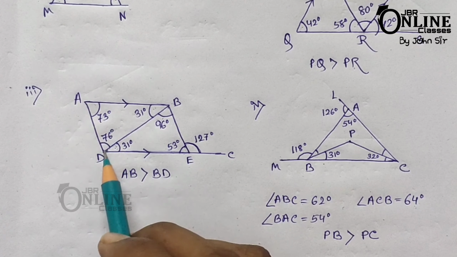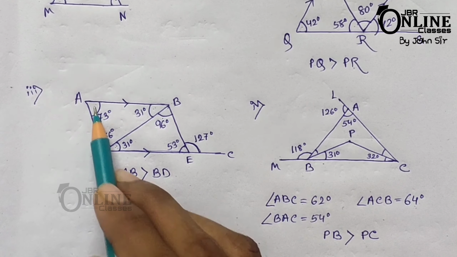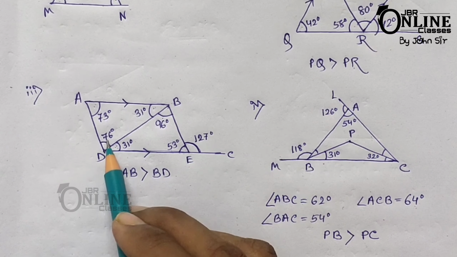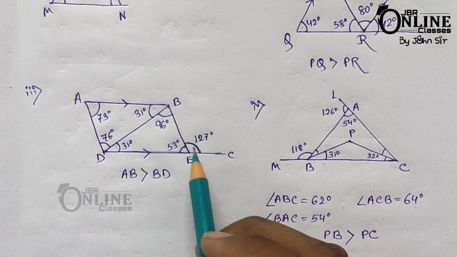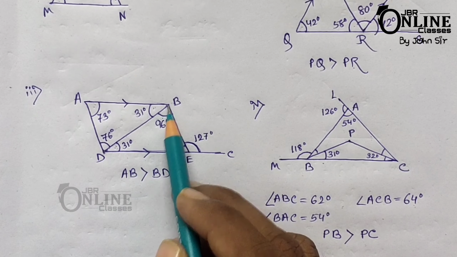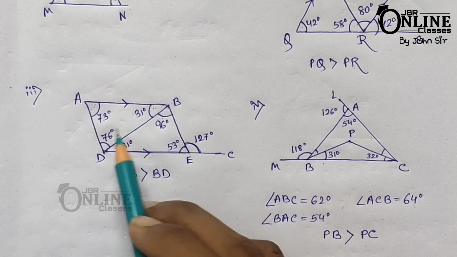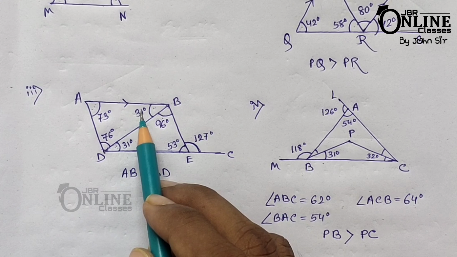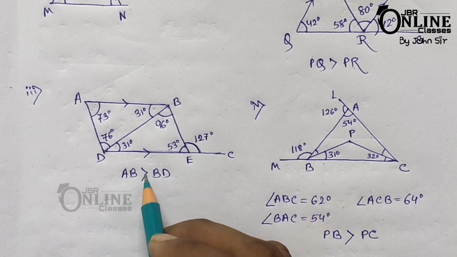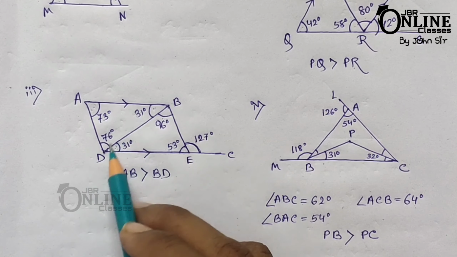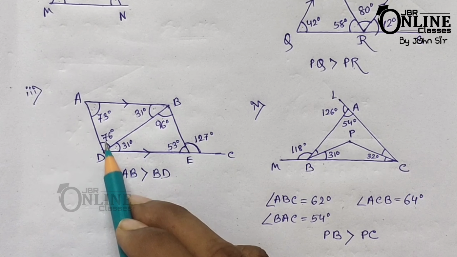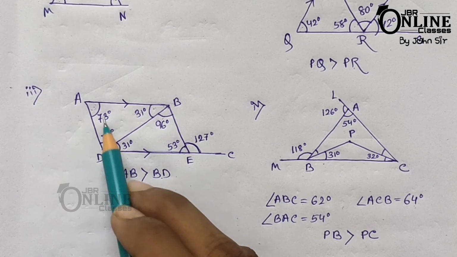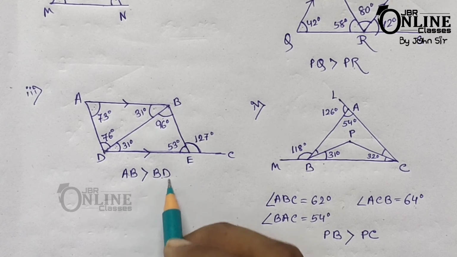Now in this triangle ADB, you know the value of this angle and this angle, so the rest of the angle equals 76 degrees. Now you have to say which is greater, AB or BD. Where is BD? This one. BD is the opposite of 73 degrees, and AB is the opposite of 76 degrees. So 76 degrees is greater than 73, that means AB is greater than BD.